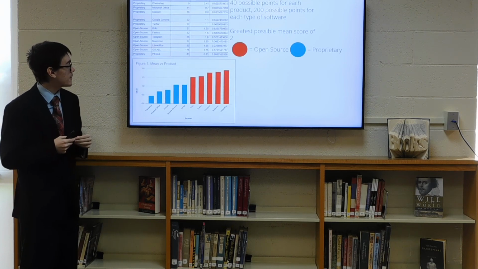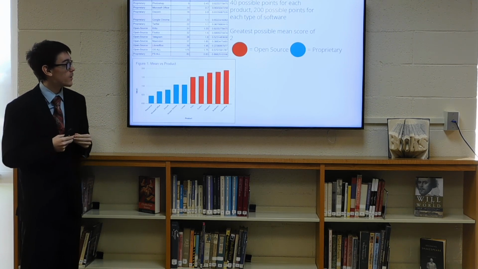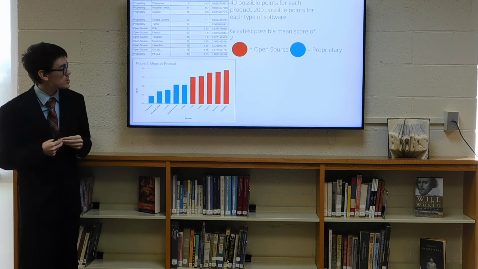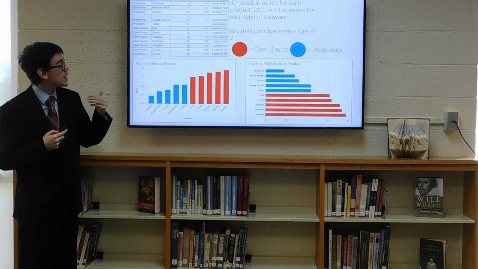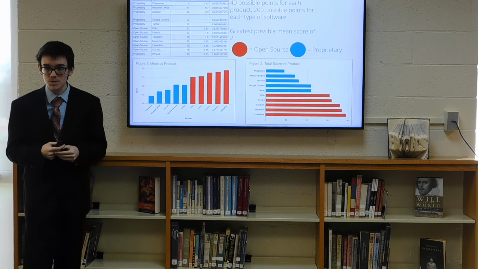Here we have a graph of the mean scores. If the bar is in red, that means the product is open source. If the bar is in blue, that means the product is proprietary. Here is a similar graph with the total scores of the products.